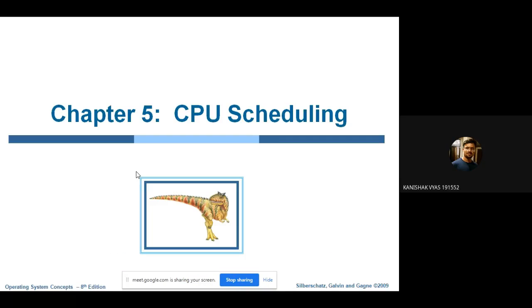And the topic for today's lecture is CPU scheduling. And in today's lecture, we will focus on the basic concepts. What is CPU scheduling? What are schedulers? What are the different types of schedulers?